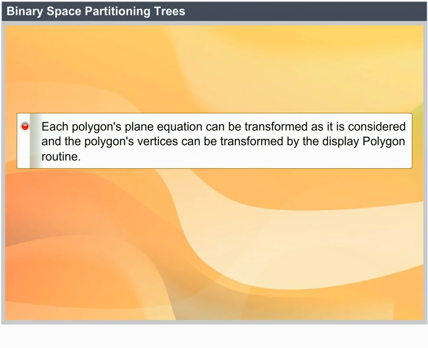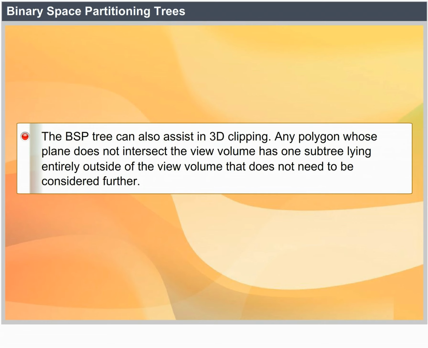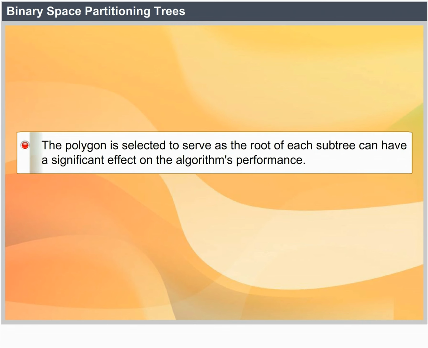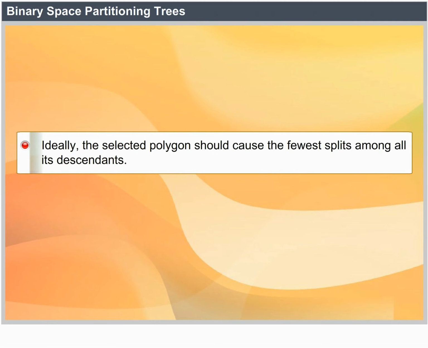Each polygon's plane equation can be transformed as it is considered, and the polygon's vertices can be transformed by the display polygon routine. The BSP tree can also assist in 3D clipping. Any polygon whose plane does not intersect the view volume has one subtree lying entirely outside of the view volume that does not need to be considered further. Which polygon is selected to serve as the root of each subtree can have a significant effect on the algorithm's performance. Ideally, the polygon selected should cause the fewest splits among all its descendants.